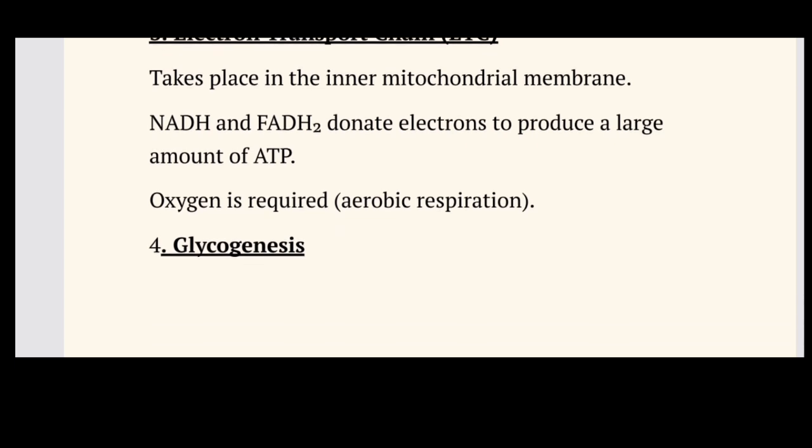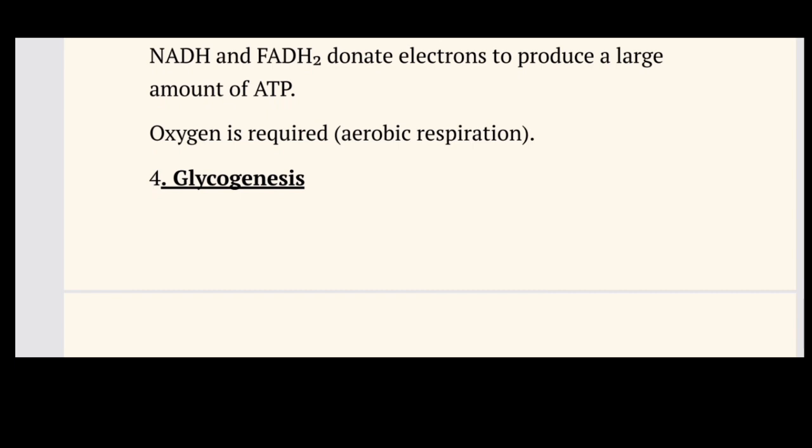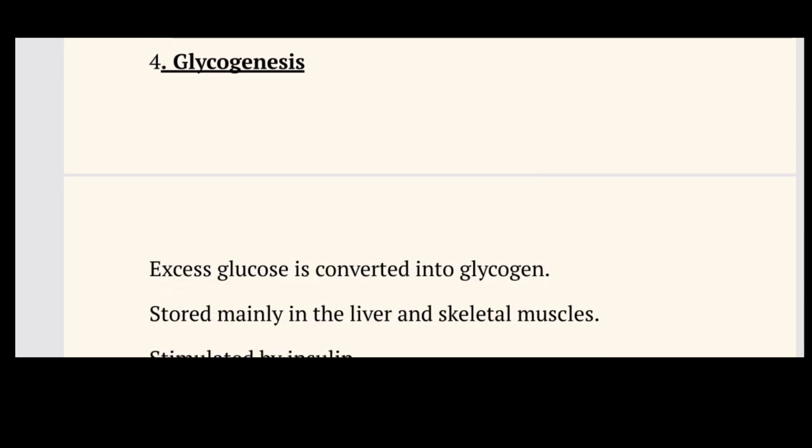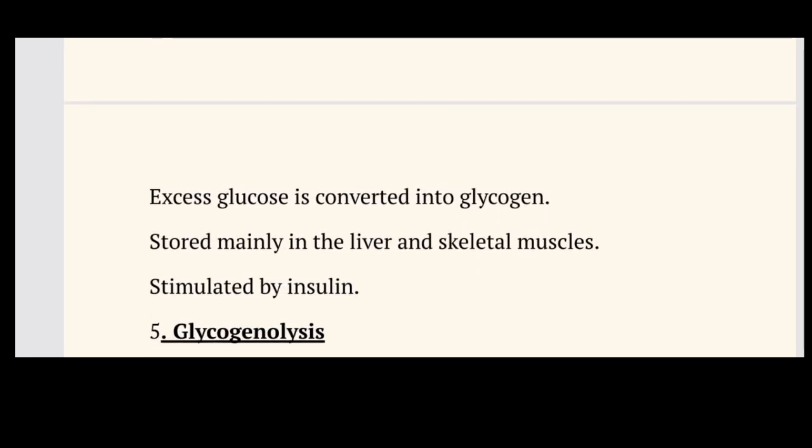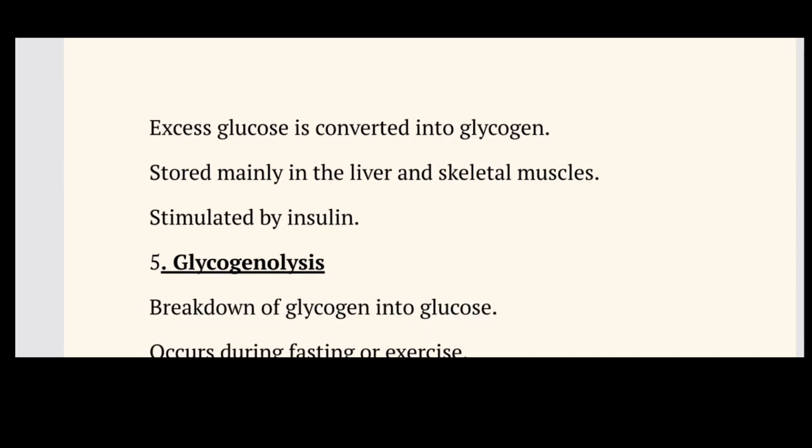Then glycogenesis. What is the meaning of glycogenesis? Excess glucose is converted into glycogen. Where is it stored? It is stored in the liver. Excess glucose is converted into glycogen and stored in the liver. You remember this one, okay? It is stored mainly in the liver and skeletal muscles and stimulated by insulin.